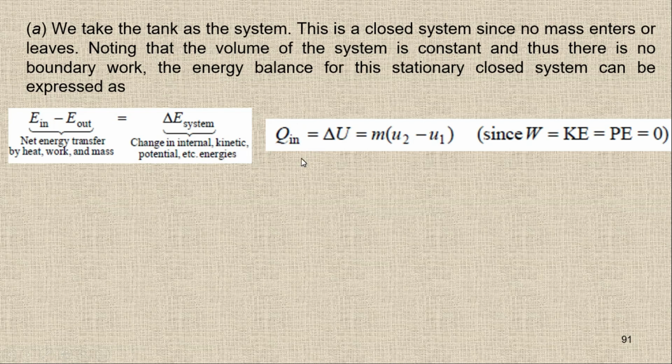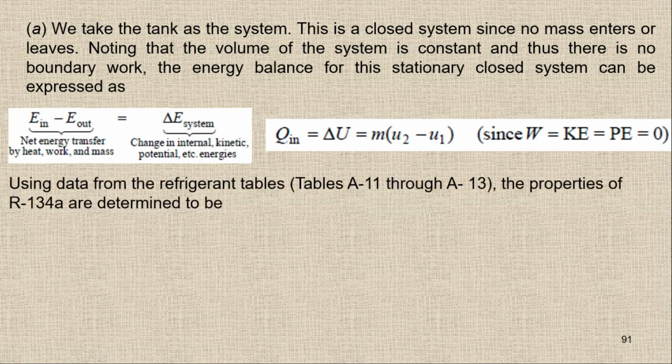So the energy balance is like this: we have Q in, which is the amount of heat going inside the system, and it is equal to delta U. We can rewrite the equation as m times (u2 minus u1), where u is the specific internal energy. So this is the energy balance of the system.